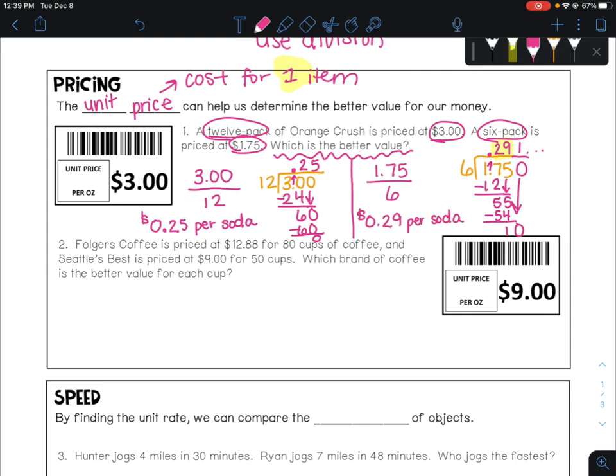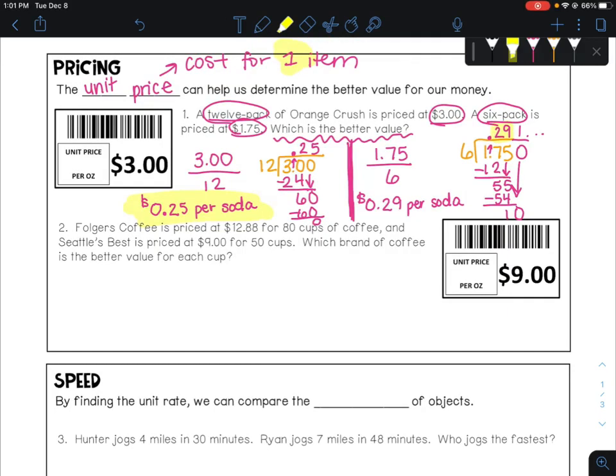So when you're asked the question of which of these is the better deal, it's the one that costs less for one soda, meaning the 12-pack over here. And that's typical in real life, that the more items you buy in a pack, the cheaper each one actually is.